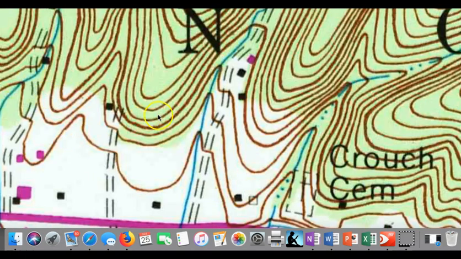Let's look at another stream here. What you've got is an intermittent road, or probably a logging road or unimproved road here. But what you see here is contour lines that are hooked here and here and here and here, implying that this stream flows in this direction, which is most likely the case.